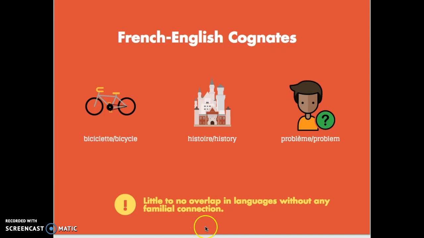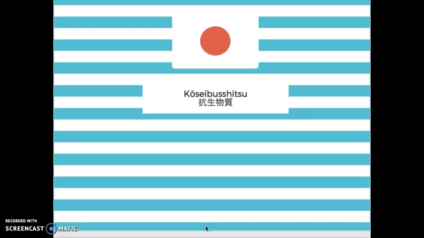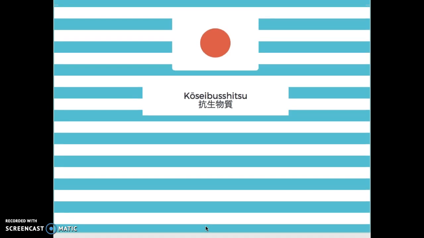For example, the Japanese word for antibiotics is kosebutsu. Clearly, as an English speaker, there's nothing in the Japanese word that might flag you to the fact that it means antibiotics in English, so vocabulary acquisition will likely come less naturally for those studying a language with little or no crossover.